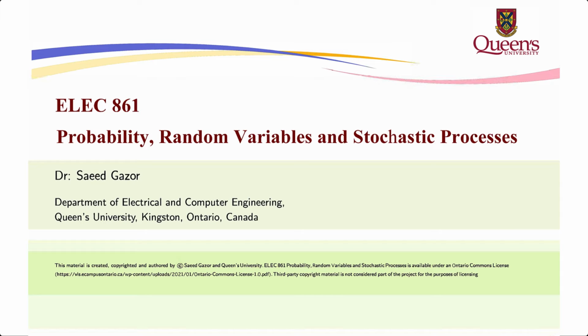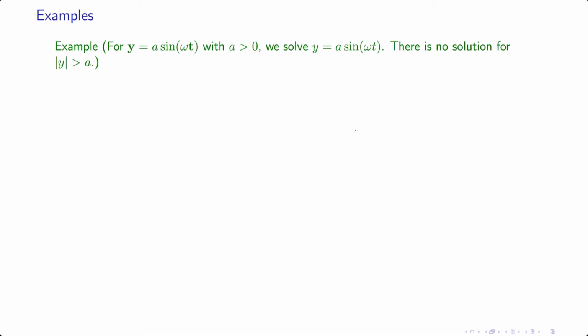In this video, we present a case that we have an infinite number of solutions for y equal g of x, and we'll determine the PDF of the distribution. Consider an example of y equal to a sine of omega t, where a is a positive constant number, omega is also a positive constant number, and t is a random variable.